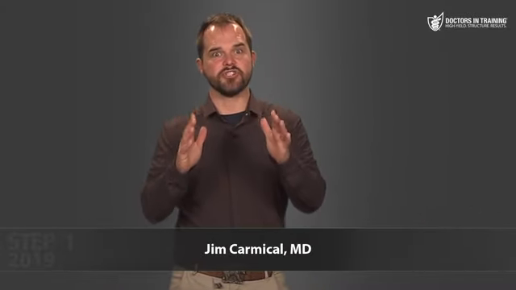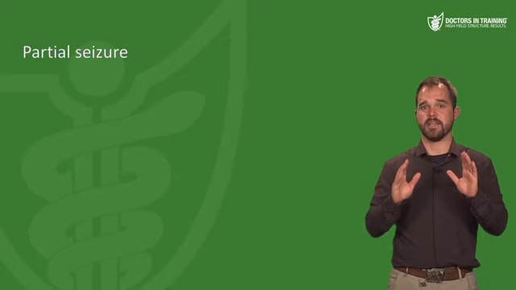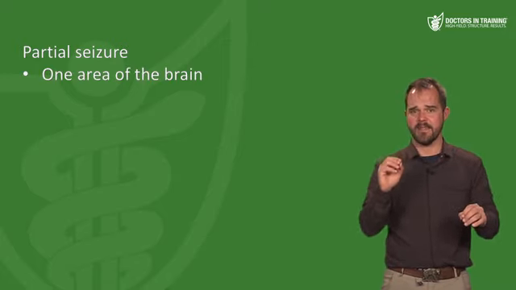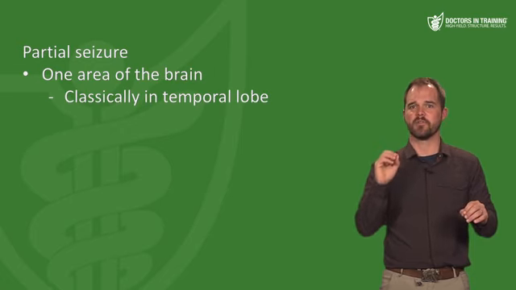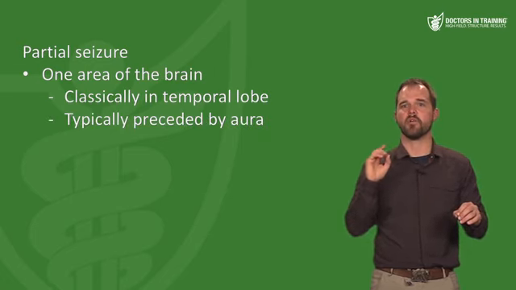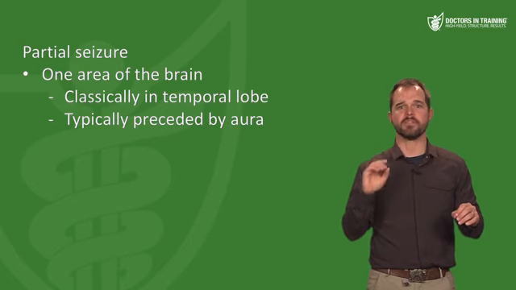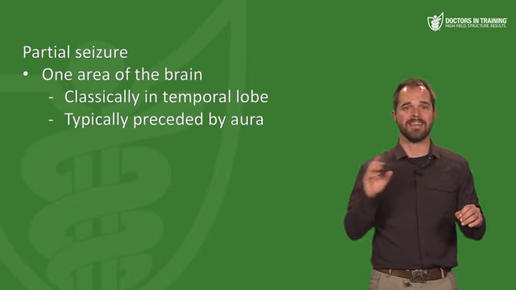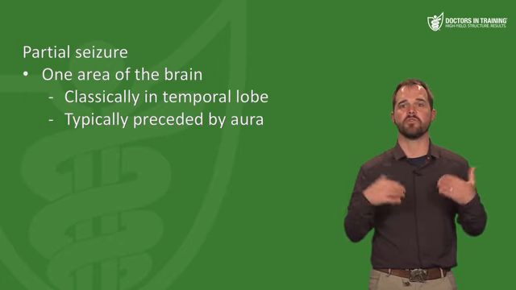Hey guys, Dr. Carmichal here, and in this lecture we're going to be looking at seizures. So what's the difference between a partial seizure and a generalized seizure? Well, partial seizures indicate that it's occurring only in one part of the brain, and it kind of says that in the name. Classically, this is in the temporal lobe, and typically these are preceded by an aura. One classic aura is the smelling of burning rubber or burning tires, but auras can be many things like tunnel vision, deja vu, or euphoria.